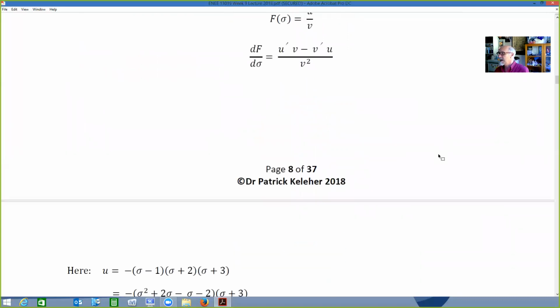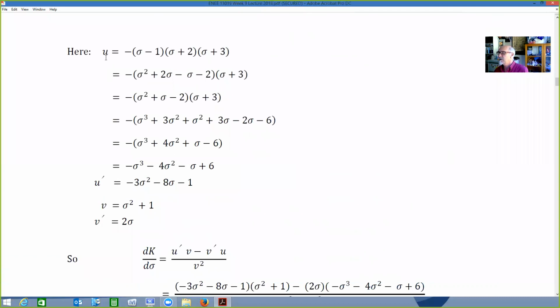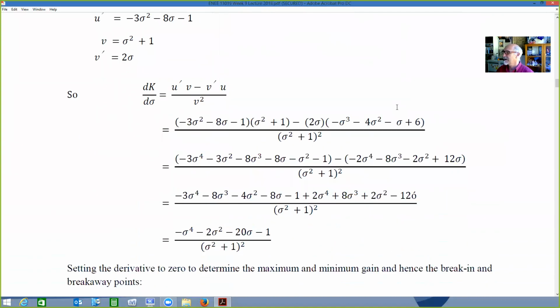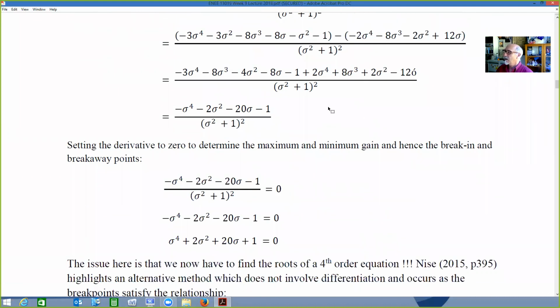So we go about doing that, and we'll break it up into little ones. So we'll take the expression u, and again, just multiply it out. It's much easier as an expression. Then we take the derivative, and our v term, of course, is our denominator. Take the derivative, and then we can plug it straight in the formula nice and easily. So we pick up those things, put them in that formula, do our mathematics, and what we're interested in is that by setting the derivative to 0, we're going to determine the maximum minimum gain. That's what you always do for maxes and mins when you're doing a derivative. And hence the break-in and breakaway point. So equate that to 0.